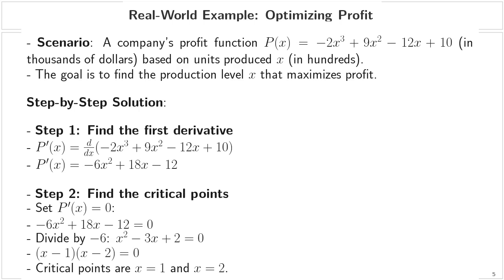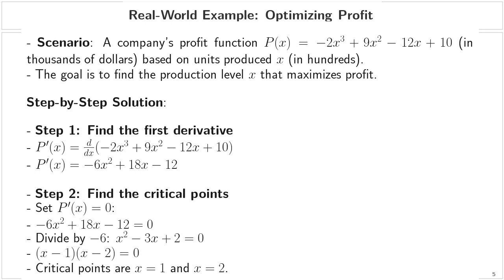Moving to step 2, we need to locate the critical points. As we learned, critical points are the candidates for our maximum or minimum. To find them, we set the first derivative equal to 0. This gives us the equation, negative 6x squared plus 18x minus 12 equals 0. To simplify this quadratic equation, we can divide every term by negative 6. This simplifies the expression to x squared minus 3x plus 2 equals 0.